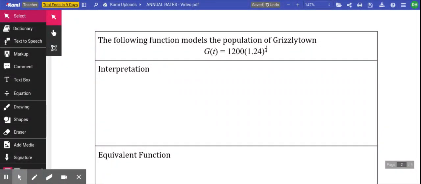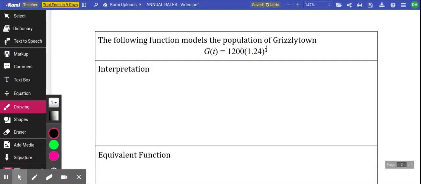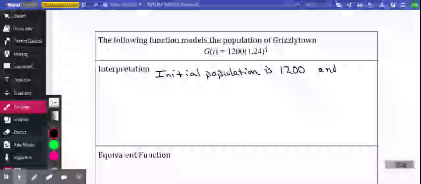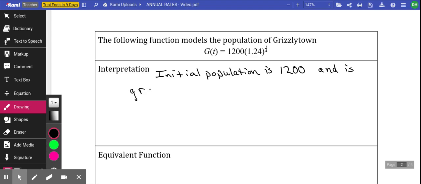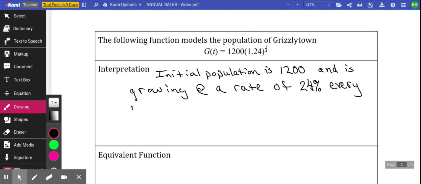The following function models the population of Grizzly Town. And so we want to work on what we call our interpretation. So the initial population is 1,200, and is growing at a rate of 24% every 4 years.